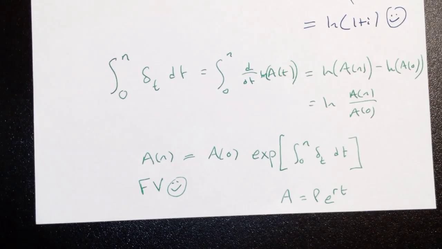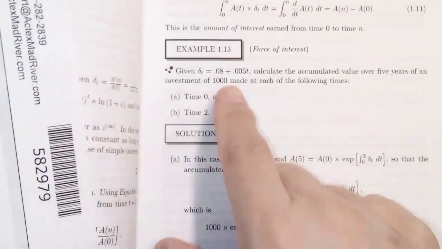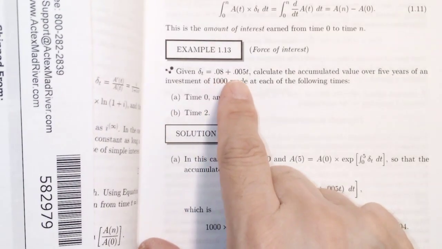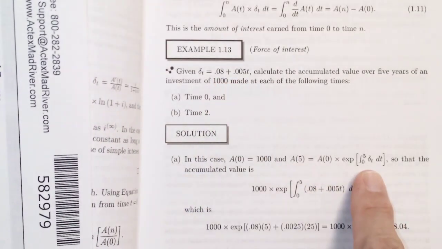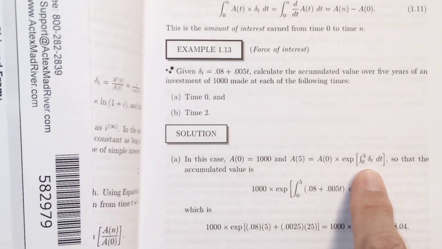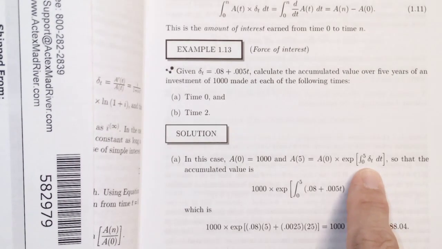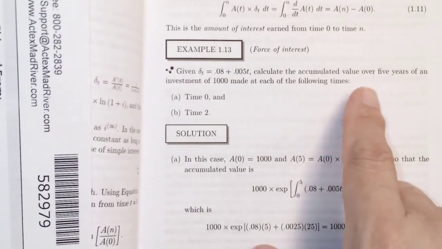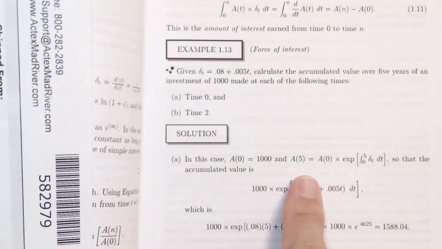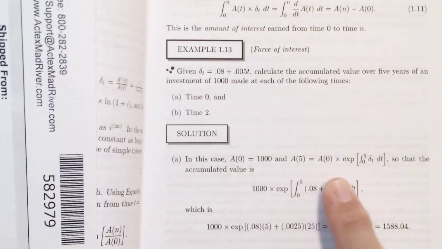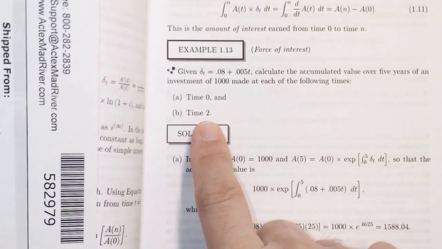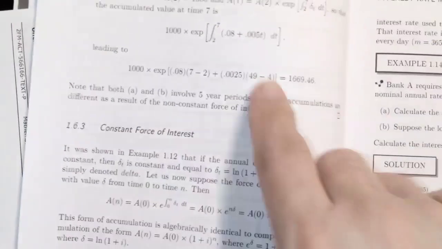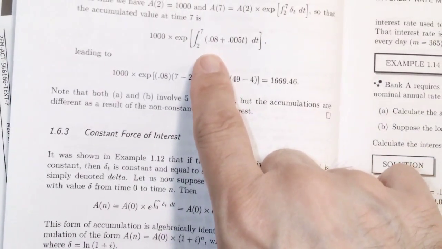There's an example in the textbook that uses a linear function for force of interest here. 0.8 plus 0.05t. We integrate from 0 to 5. You make an investment at time 0 of 1,000, then you'll go from 0 to 5. But if you make that investment at time 2, instead of at time 5, but it's 5 years long, you'll go from 2 to 7.